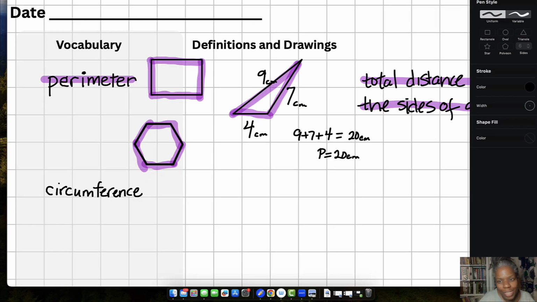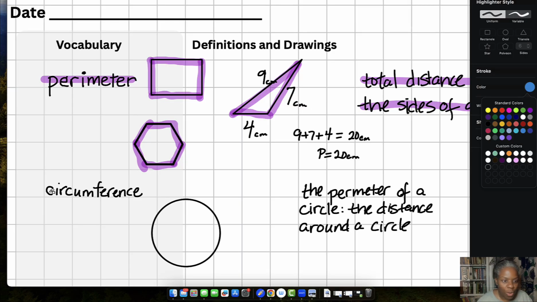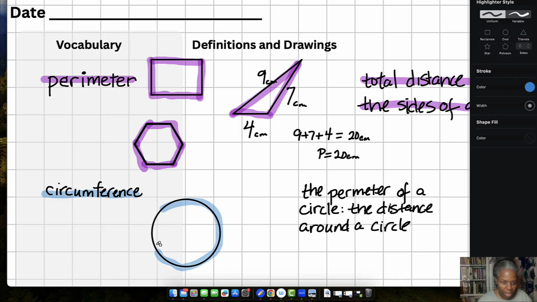Our next word is circumference, which is a lot like perimeter, except when we're talking about a circle. So circumference is kind of the perimeter of a circle. The circumference is the distance around a circle. So if you were to measure this distance all the way around, that would be the circumference of the circle.